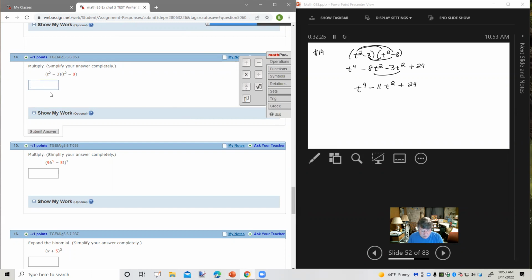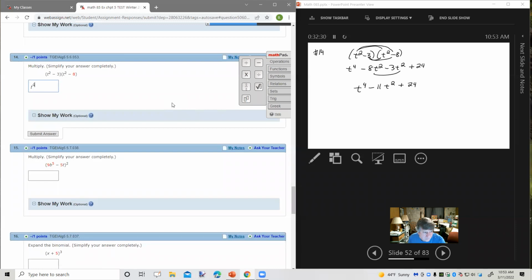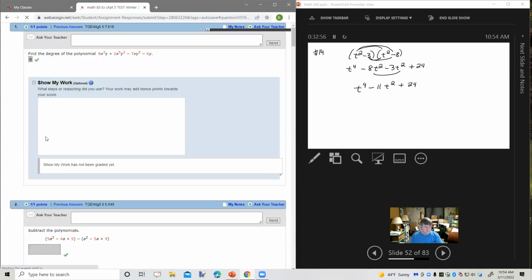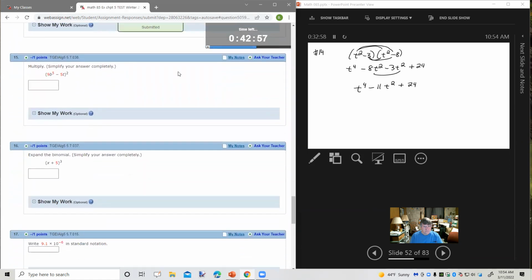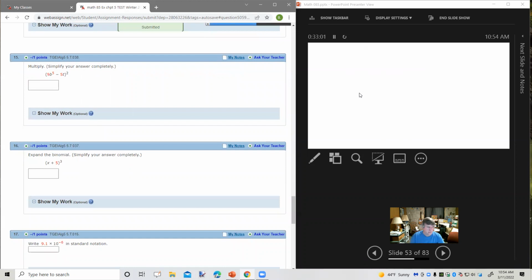Okay. T to the 4th power minus 11t squared plus 24. Okay. Number 15.